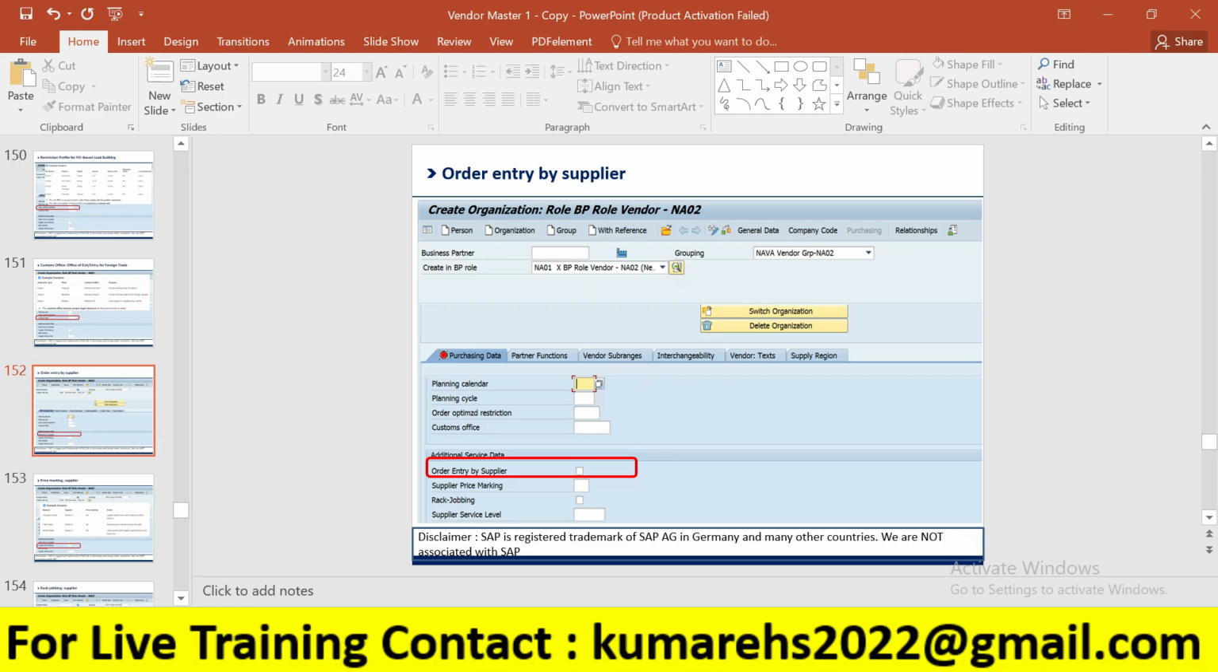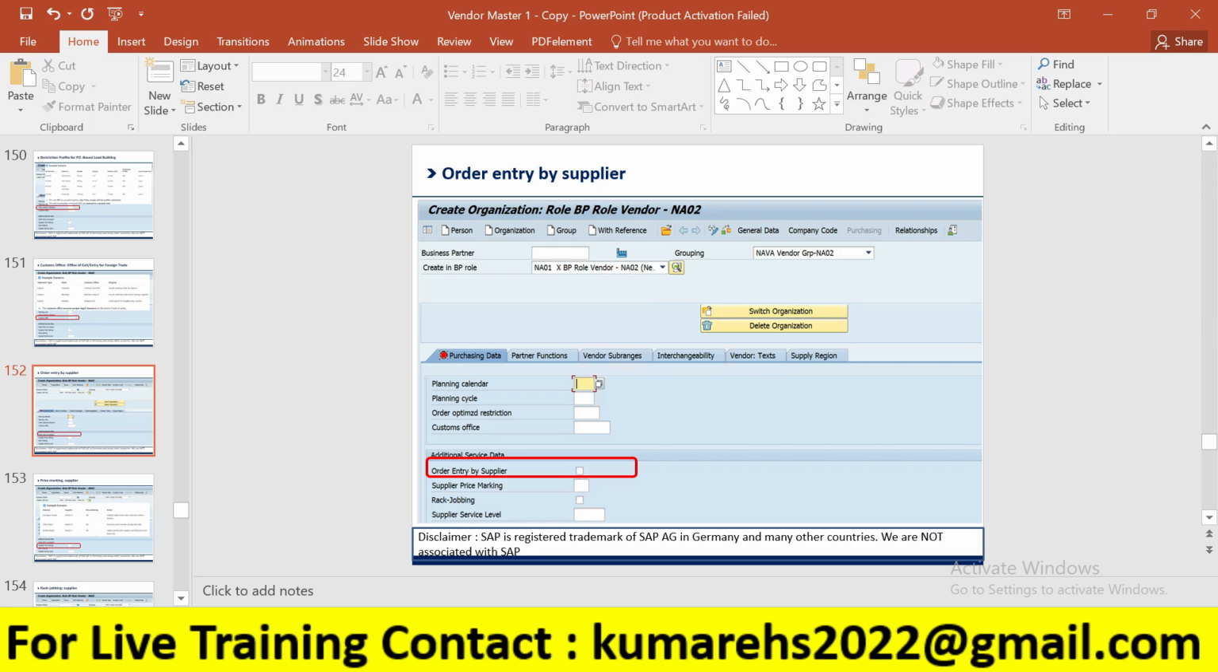and Distribution, that defines whether a supplier is allowed or responsible for entering purchase orders or order confirmations directly into the system. So the definition: this field or indicator specifies if the supplier can create or maintain orders in SAP, typically used in scenarios like vendor managed inventory, consignment stock, electronic data interchange, or supplier portal.